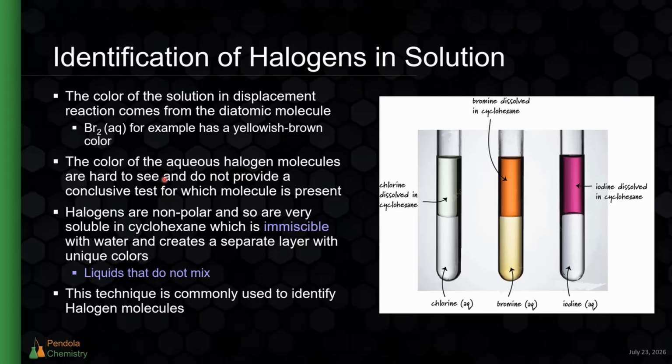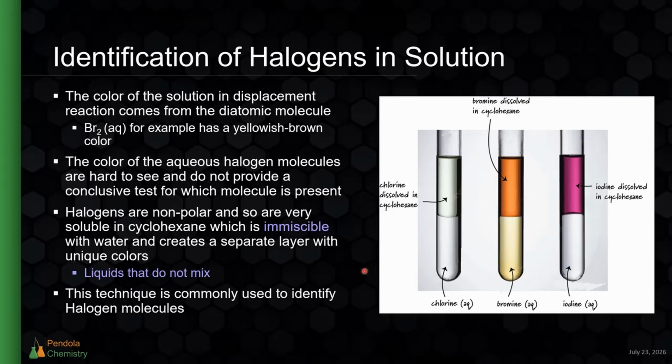The color is so faint that it does not provide a conclusive test for whether the molecule is present. So if I just saw this, I couldn't tell you whether this was chlorine or iodine. Or even with bromine, I couldn't tell you clearly whether that was bromine or iodine, because the colors are so faint and so similar to each other.